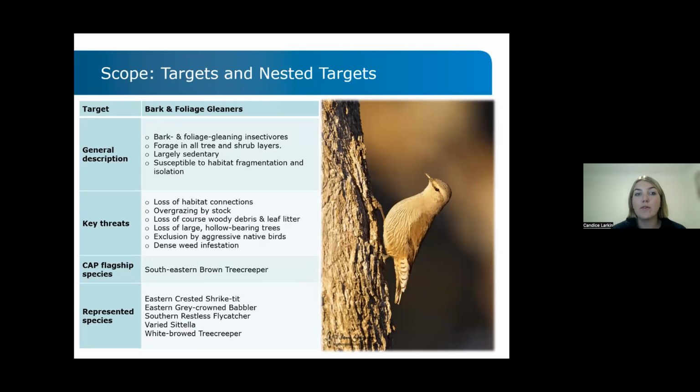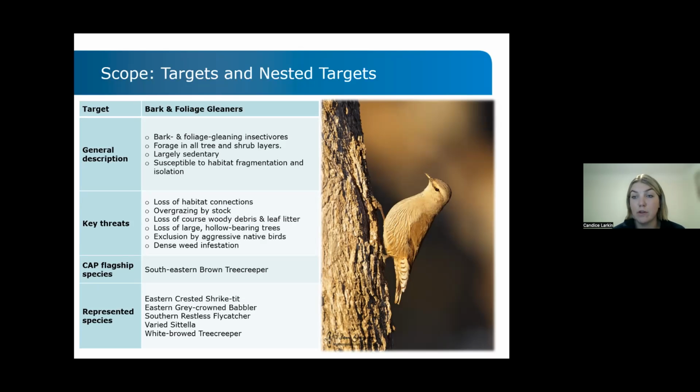Okay, our fourth group is the bark and foliage gleaners. Our flagship species is the brown tree creeper. You may see these guys and white tree creepers quite a bit. Obviously, brown tree creepers are threatened and declining. And these guys are bark and foliage gleaning insectivores. They forage in all the trees and shrub layers, and they're largely sedentary as well. Same threats for these guys as with the other birds.